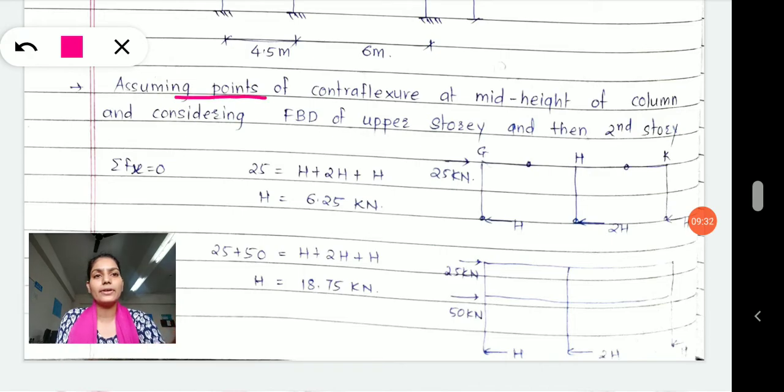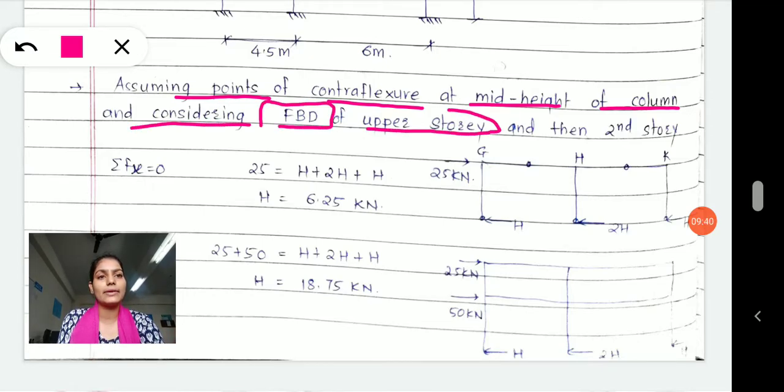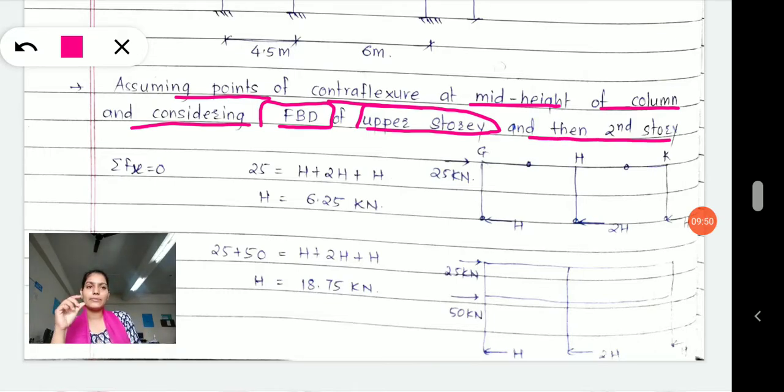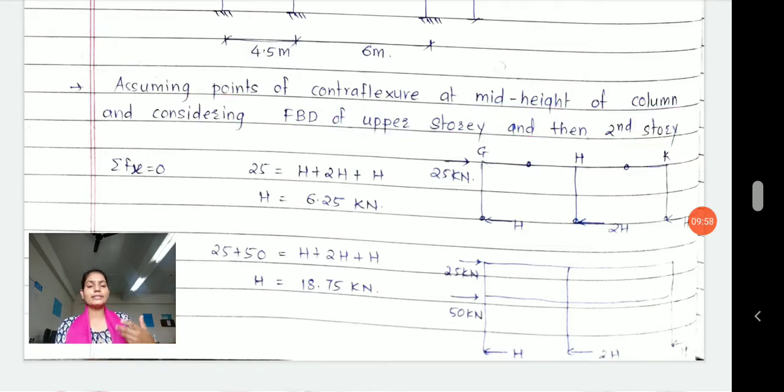Assuming point of contraflexure at mid height of a column and considering a FBD of the upper story. What am I saying, upper story. I am not taking the lower story, I am taking the upper story, and then the second story. First of all we will analyze the upper story or the first story, then the second story.